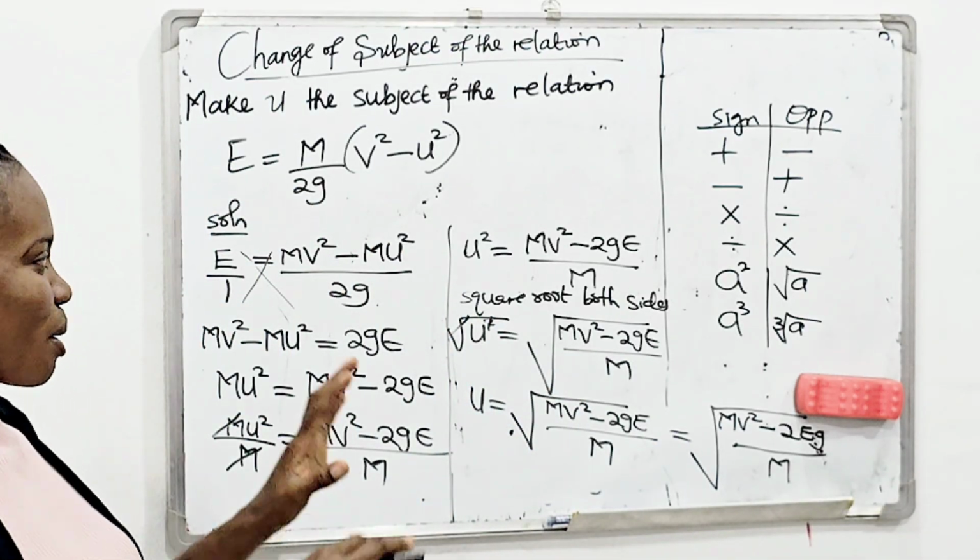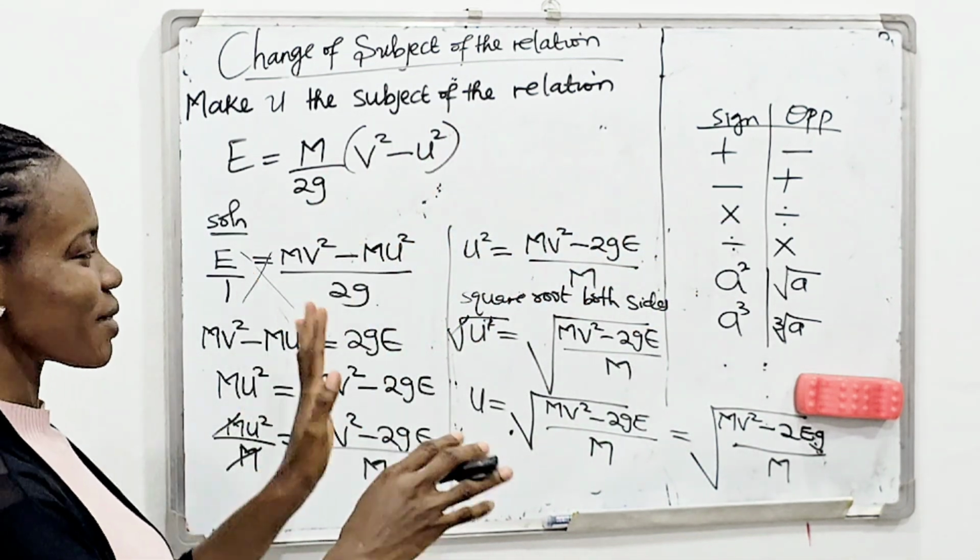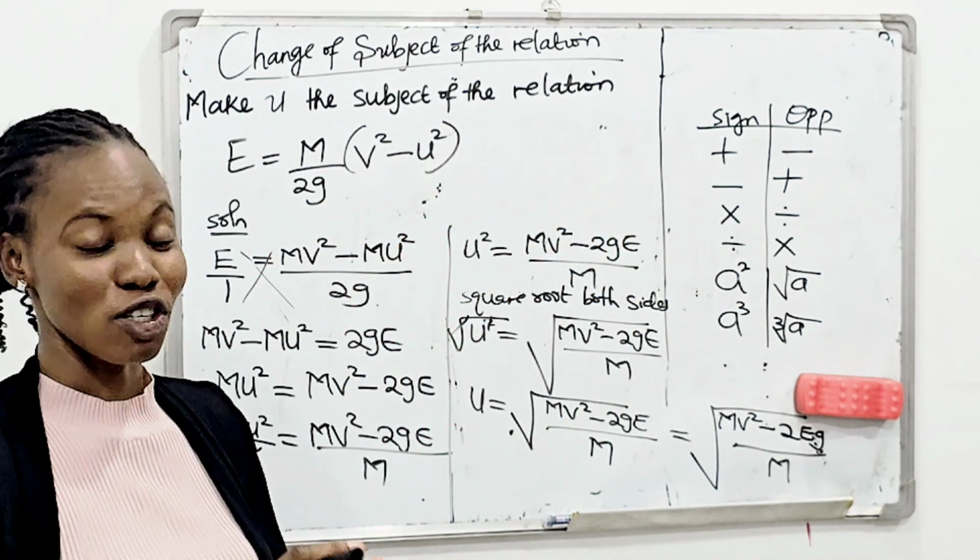Is that understood? I believe with these examples and the understanding of the sign and the opposite, you'll be able to answer any question on change of subject of the relation.